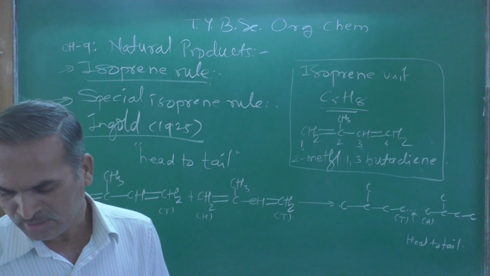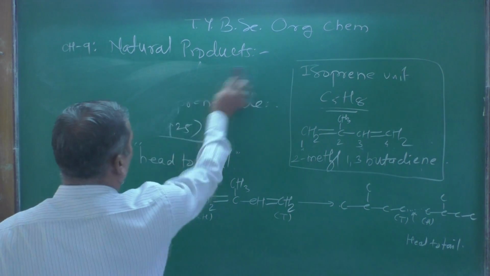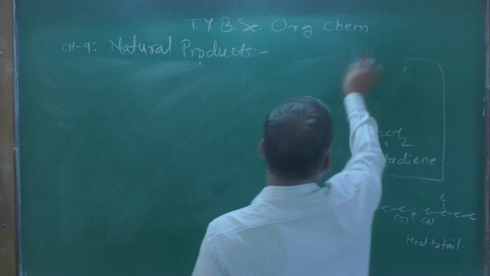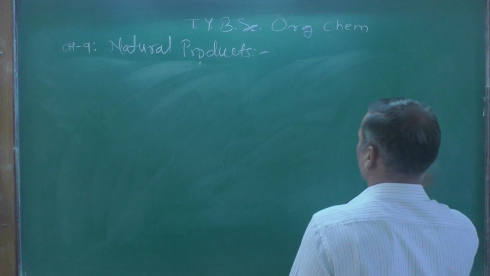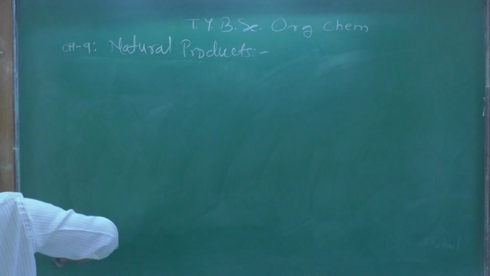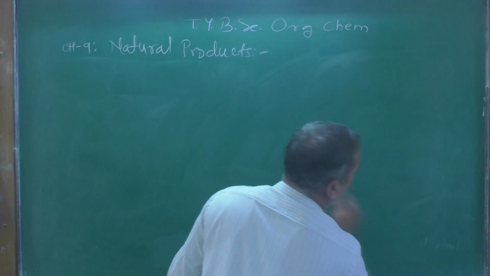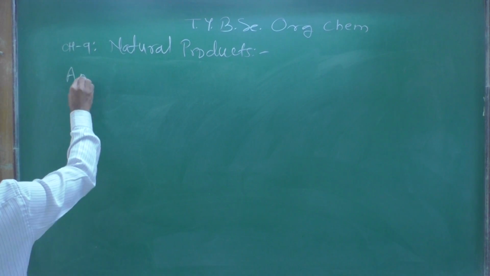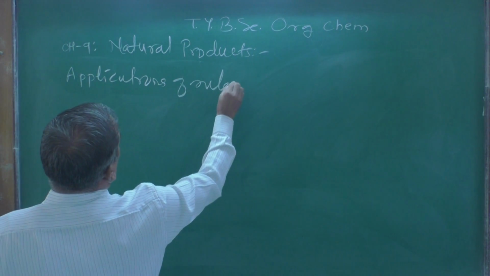Two rules we have seen. One is the isoprene rule and another one is known as the special isoprene rule. With the help of suitable examples, we have learned both these rules. Now the next point which we are going to discuss is the application of the rule.